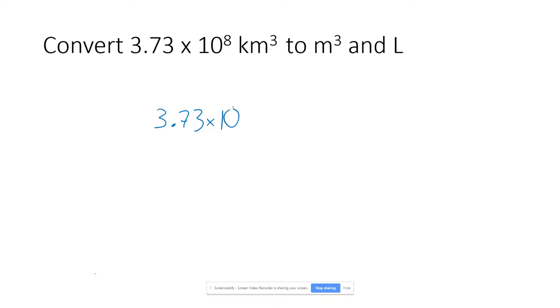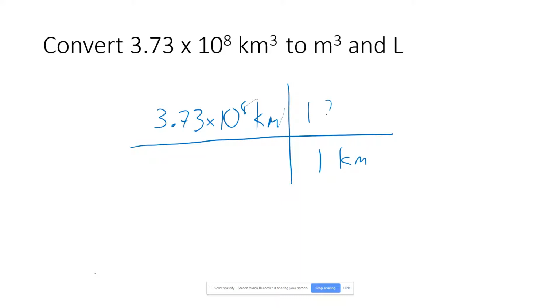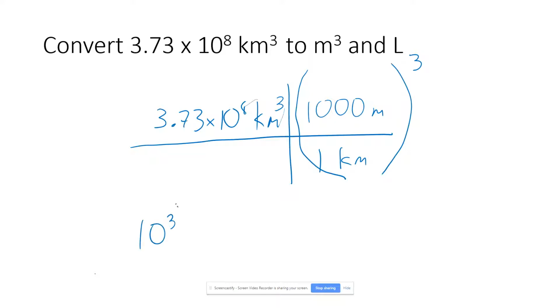3.73 times 10 to the 8th kilometers. So we know from a metric system that 1 kilometer is a whole lot of meters, right? In fact, it's 10 to the third or 1,000 meters. But that's kilometers, not kilometers cubed. It's kilometers cubed, and we want this to go meters cubed. So what we need to do is cube this whole thing. And when we do that, that takes 10 to the third power. So if you have 10 to the third and you raise it to the third power, that equals, hopefully you remember, 10 to the ninth, right?